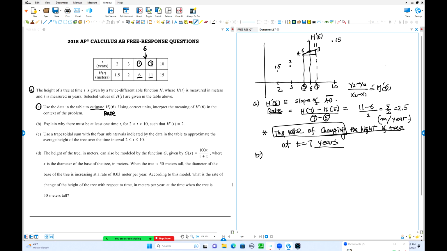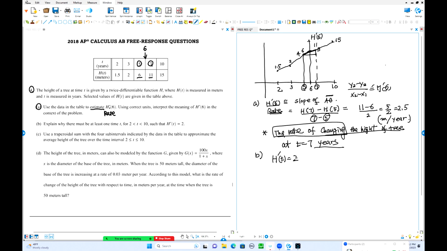Okay, next, question B. Explain why there must be at least one time t between 2 and 10. Maybe we graph over here, 2 and 10. H prime of some value of t is 2. The slope at some time t is 2.